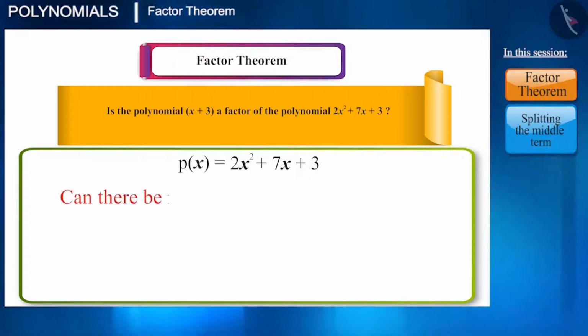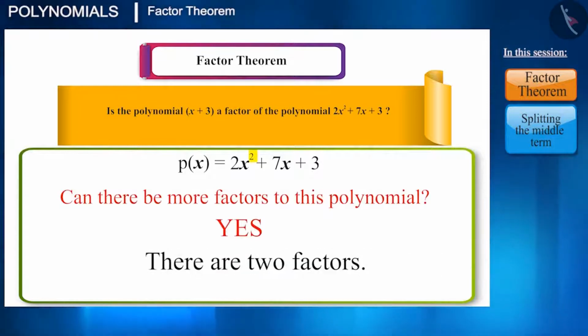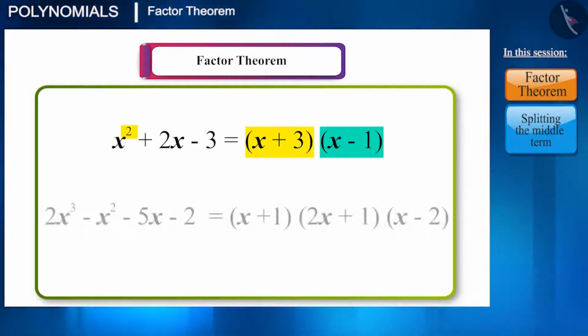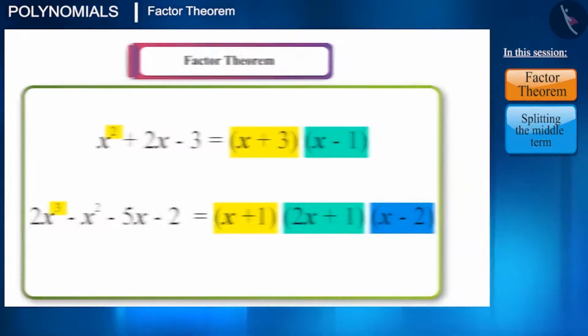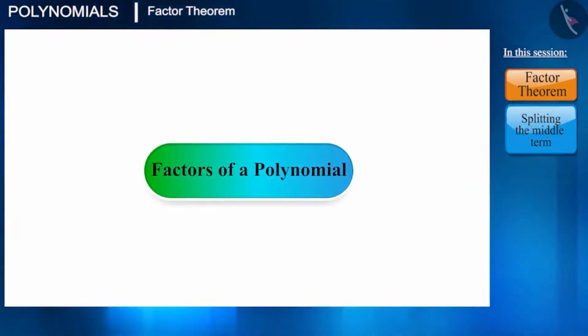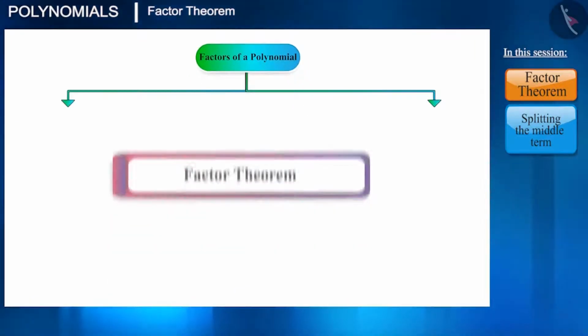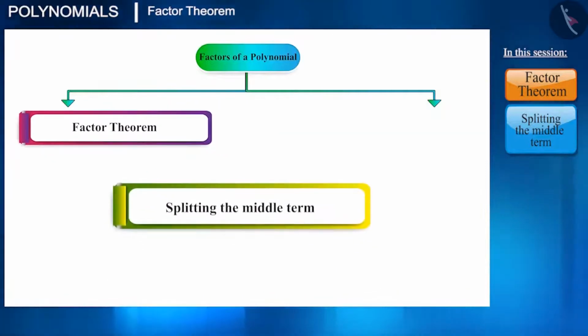Friends, can there be more factors of this polynomial? Yes. The number of factors of a polynomial depends on the highest power of the variable of the polynomial. For example, a quadratic polynomial has 2 linear factors and a cubic polynomial has 3 factors, etc. So now, let's learn how to find all the factors of a polynomial. For this, we have 2 methods. One is the factor theorem and the second is splitting the middle term.